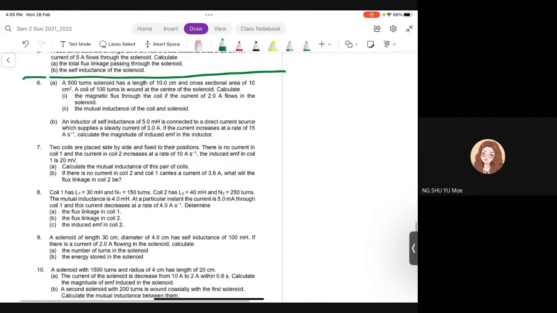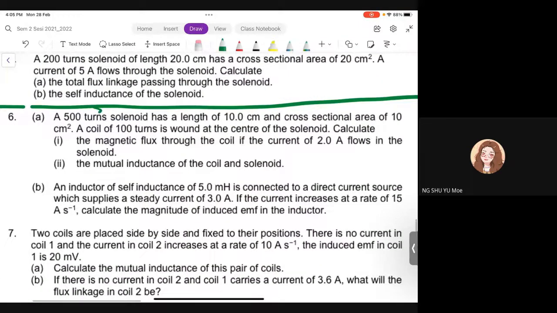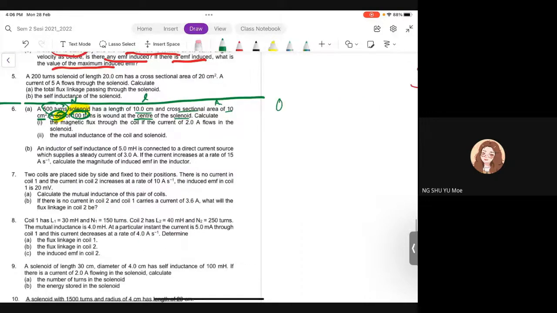Okay, so if you look at question number 6, what do they give you? They give you 500 turns. So this is N, this is a solenoid, and then they give you length 10 cm and cross-sectional area. They give you A in cm squared, and they give you a coil. So in this case we have two characters: one is a solenoid, and they give you a coil with N equals 100 wound in the center of the solenoid. So in this case, the solenoid has a coil wound in the middle of it. So we have two characters, one is the solenoid, another one is the coil.